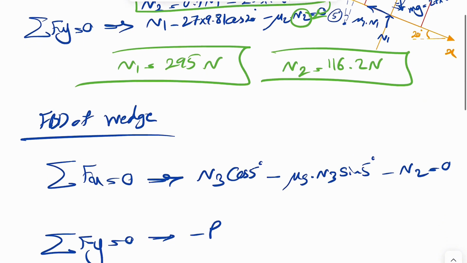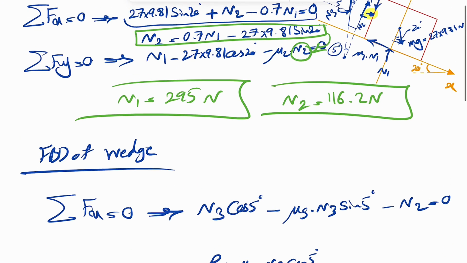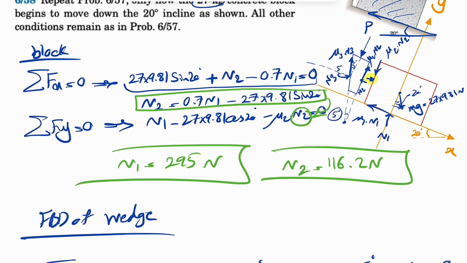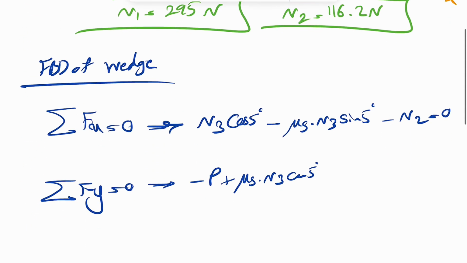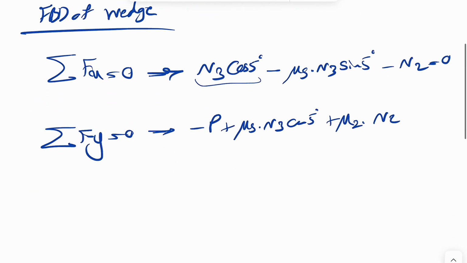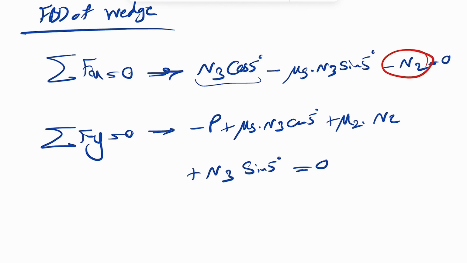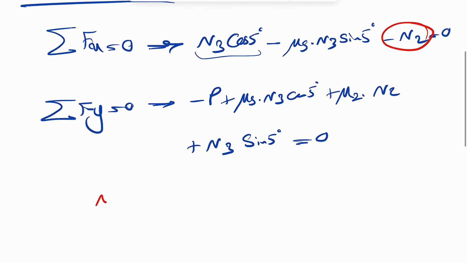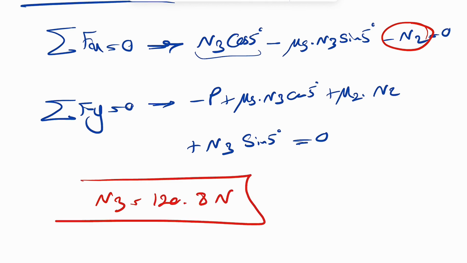We have the mu s N3 cosine, and since it's along the positive y-axis, it's positive, and mu s N2 plus mu2 N2, and also we have the y component of N3 also going upwards, so plus N3 sine of 5 degrees. And now that we have N2 from the previous step, we're just going to put it in here. That's going to give us N3, which will be 120.8 newtons.